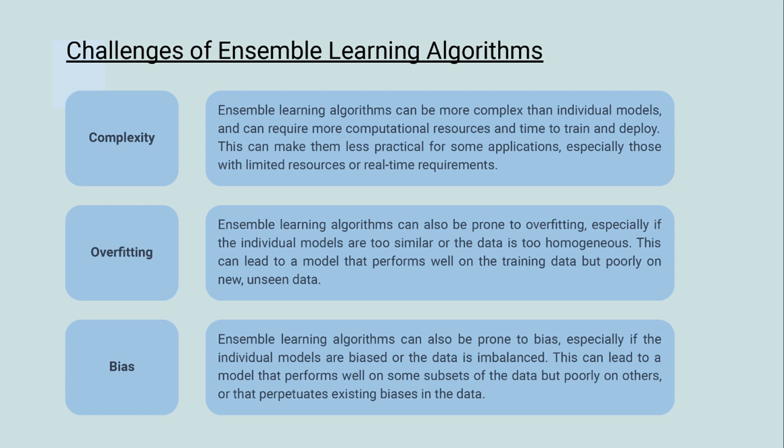Bias. Ensemble learning algorithms can also be prone to bias, especially if the individual models are biased or the data is imbalanced. This can lead to a model that performs well on some subsets of the data but poorly on others, or that perpetuates existing biases in the data.